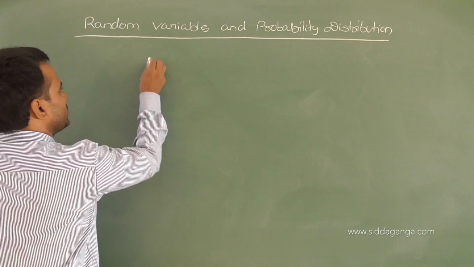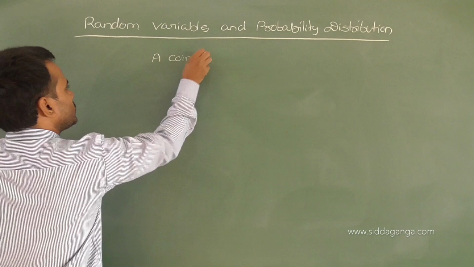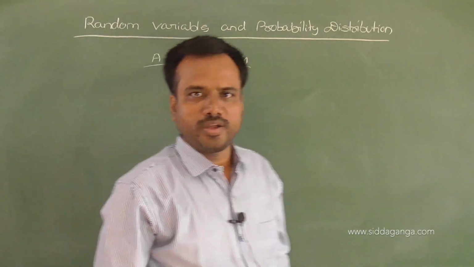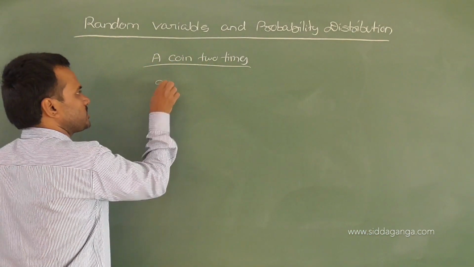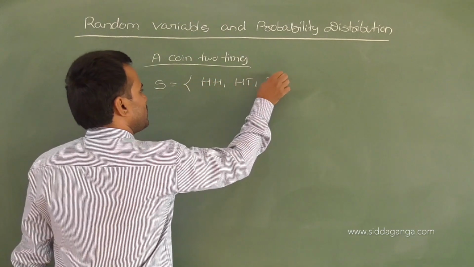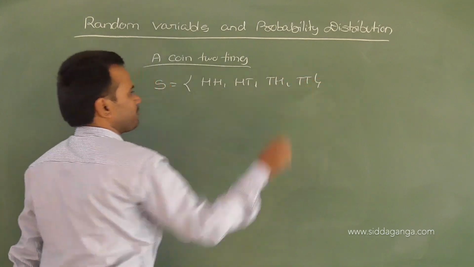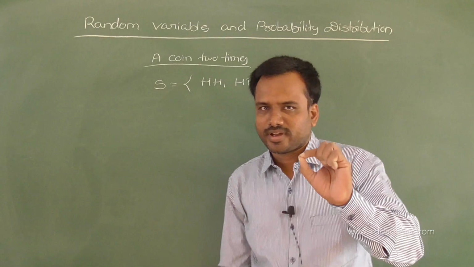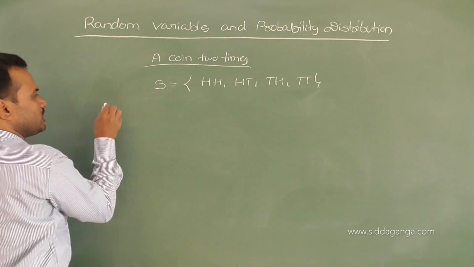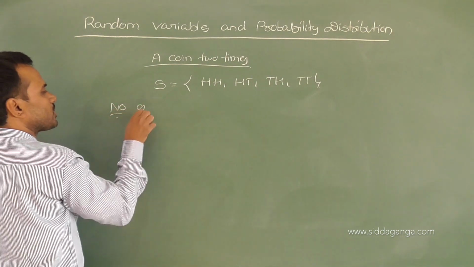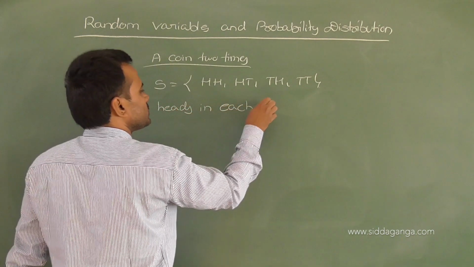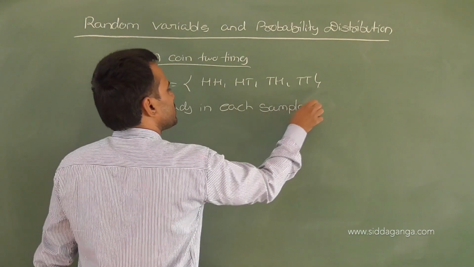Tossing a coin 2 times. What is the sample space? The sample space is head and head, head and tail, tail and head, tail and tail. Now take the number of heads in each sample point.